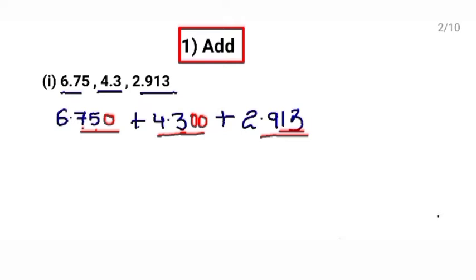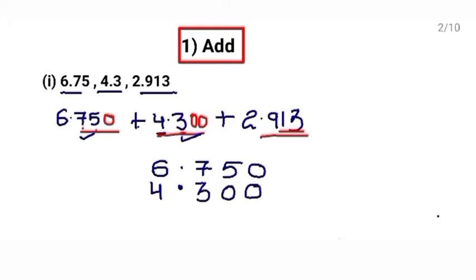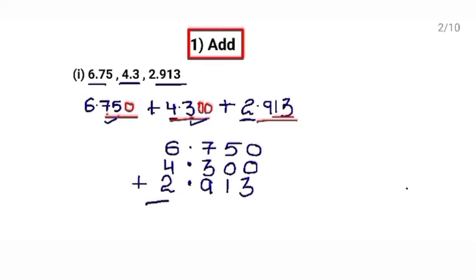Now we will arrange them. While arranging them, firstly write the first number 6.750. Then second number, decimal. Before decimal at ones place 4, after decimal 300. Next number, decimal, before decimal at ones place 2, after decimal 913. Now we have arranged all these numbers properly.